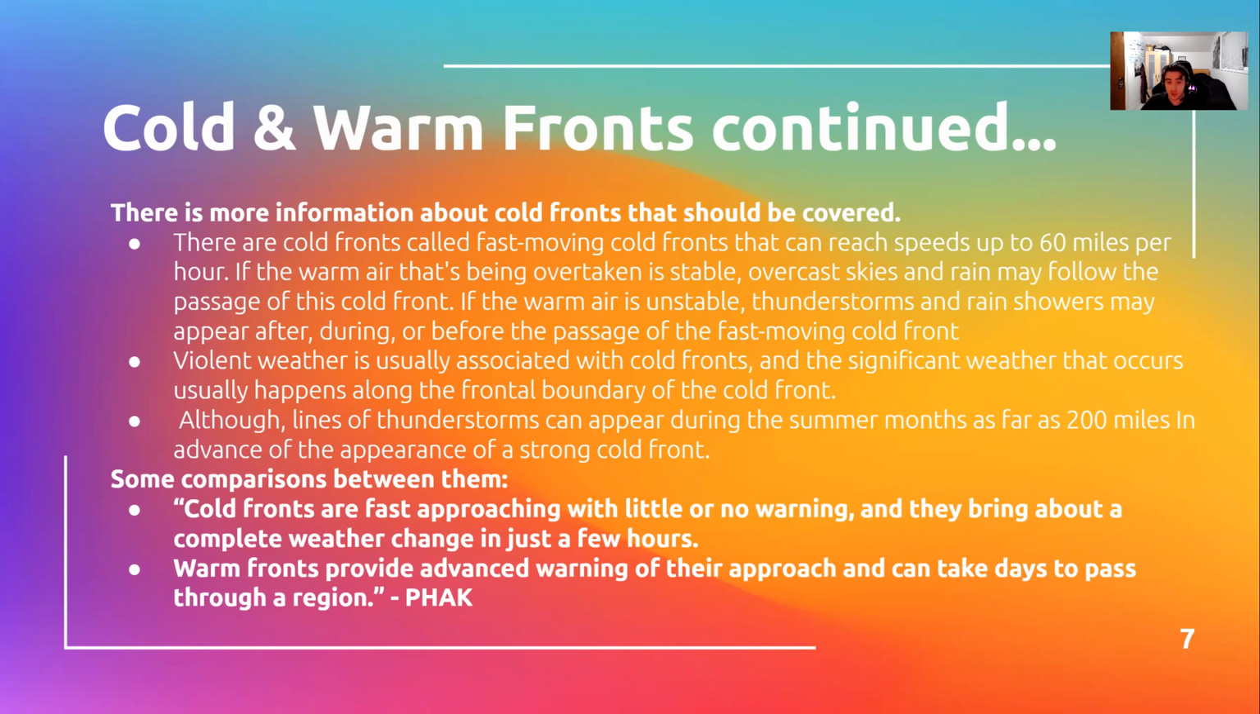Violent weather is usually associated with cold fronts, and the significant weather that occurs usually happens along the frontal boundary of the cold front. Although lines of thunderstorms can appear during the summer months as far as 200 miles in advance of the appearance of a strong cold front. Some comparisons between them, as stated by the PHAC: cold fronts are fast approaching with little or no warning, and they bring about a complete weather change in just a few hours, whereas warm fronts provide advanced warning of their approach and can take days to pass through a region.